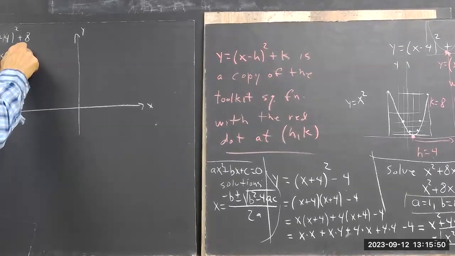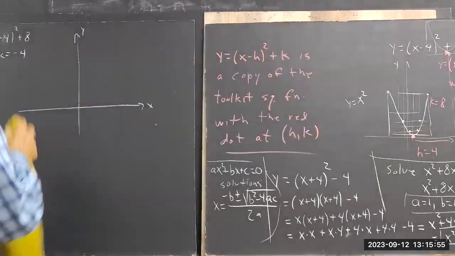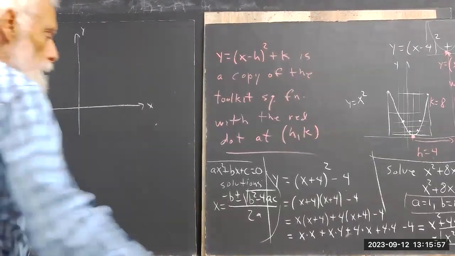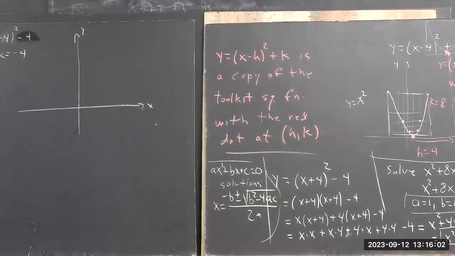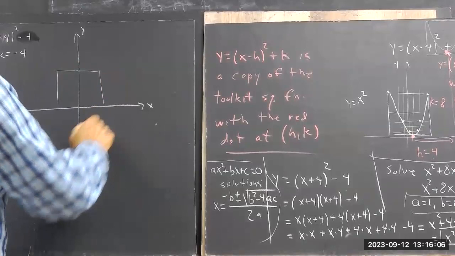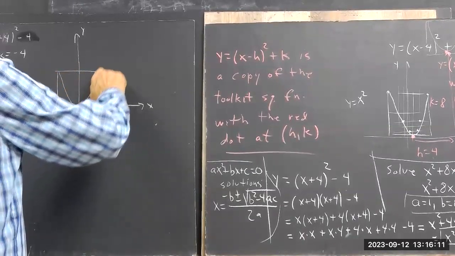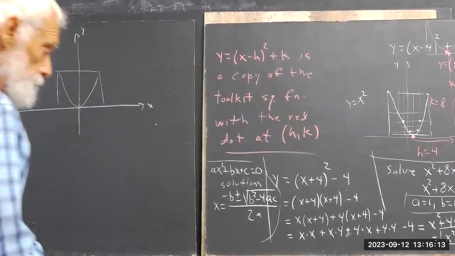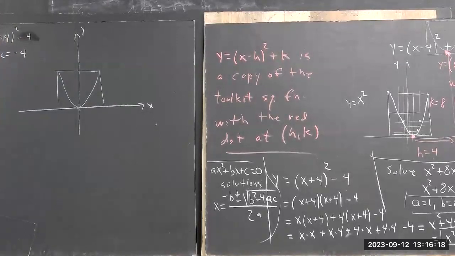And it's not 8, it's -4, isn't it? So H is -4, K is -4. If I put my 4x4 square here with my parabola in it and the red dot, I don't know why I keep putting my chalk over here, but there it is.